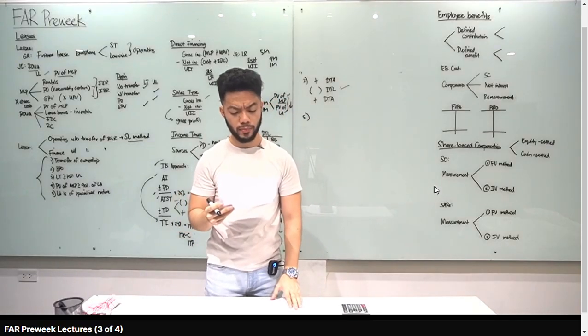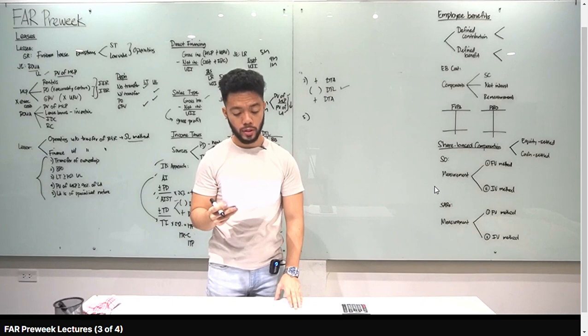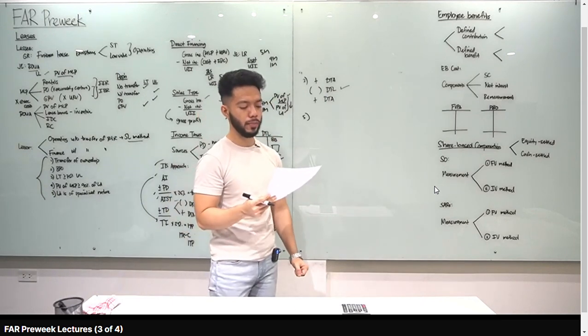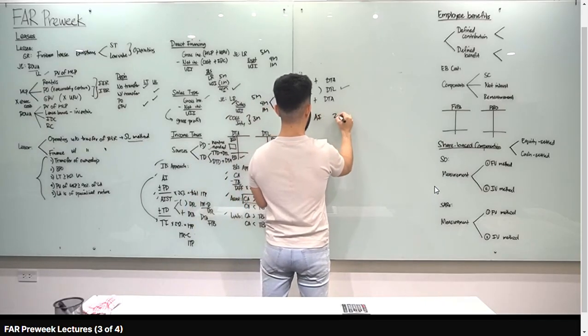Number 5, what is the permanent difference? Number 6, current tax expense. 7, income tax payable. And number 8, total tax expense. XYZ company had pre-tax financial income of 2.5 million. Yan yung accounting income natin. Ang goal natin, class, gagawin natin taxable income yan.